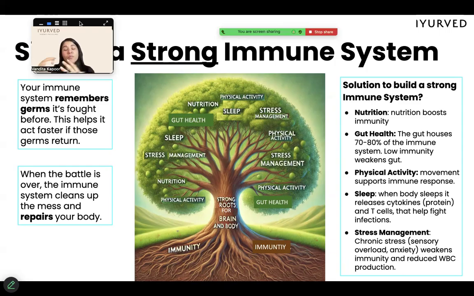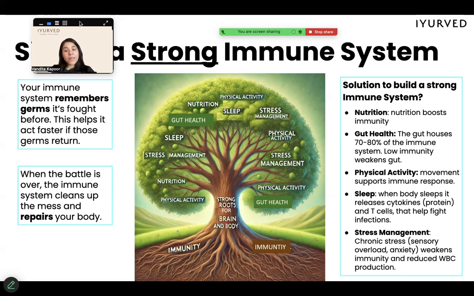Number 3, movement, which again you will learn today. Every session we are teaching you movement, you will get to learn today as well. Movement will make your immune system stronger. So any kind of physical activity that you or your child are doing are only making your immune system stronger.